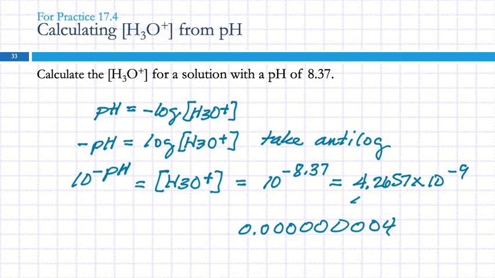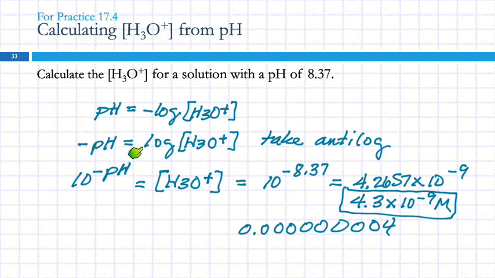So we would say that's 4.3 times 10 to the minus 9th molar. Mrs. K, when you did 10 to the negative 8.37, why is it negative? Because the pH was the negative log of this. So I multiplied both sides by -1, and that makes my pH negative, but my log is positive. Okay. Oh, because that's, okay. Thank you.